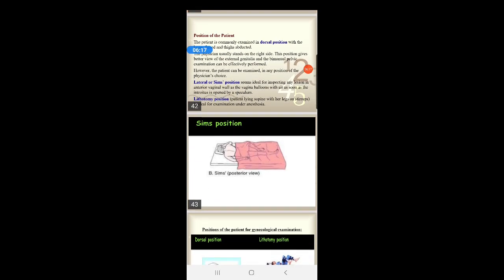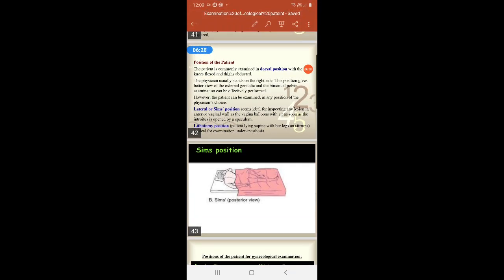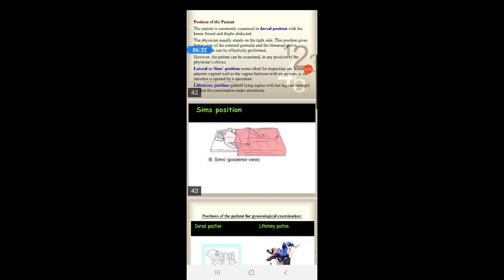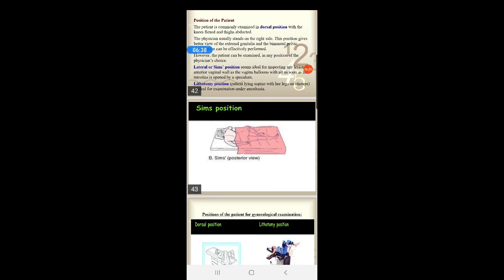However, the patient can be examined in any position of the patient's choice. If she is not comfortable in the dorsal position, we can examine her in the Sims or lithotomy position. Also, the lateral or Sims position. See, this is the lateral or Sims position. It seems ideal for inspecting any lesion in the anterior vaginal wall, as the vagina balloons with air as soon as the introitus is opened by a speculum.